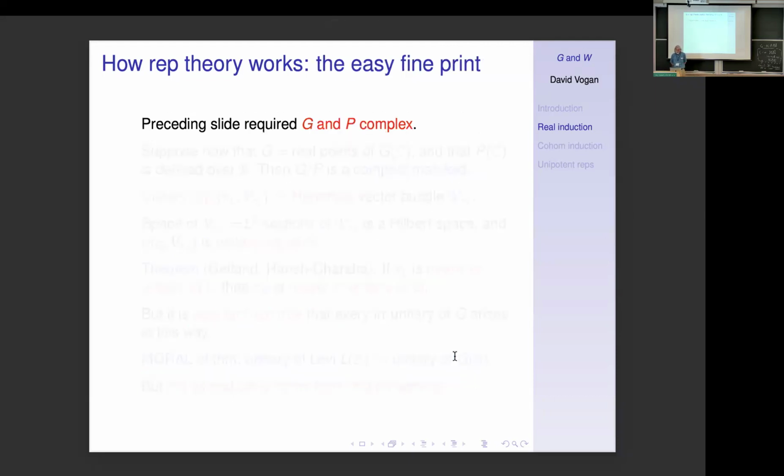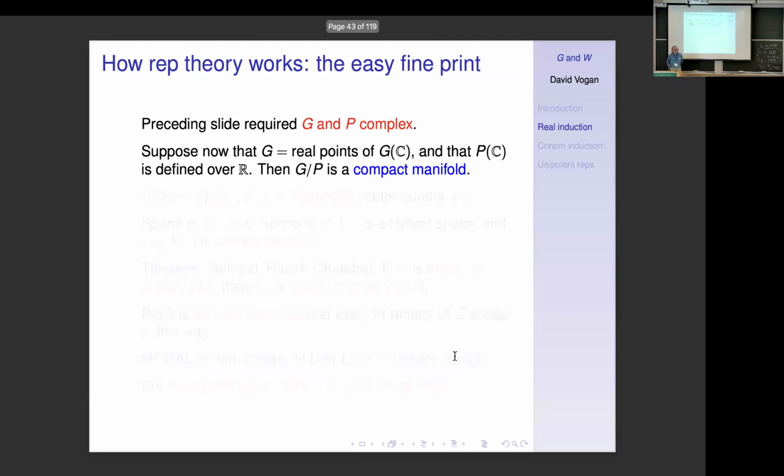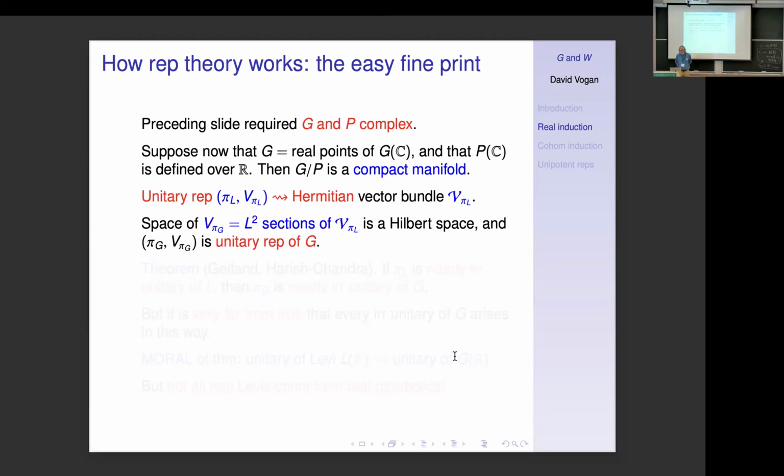I said all that about complex things, but if G is a real group and the parabolic is defined over R, then this real quotient G mod P is a compact manifold, and a unitary representation of the Levi subgroup gives you a Hermitian vector bundle on that compact manifold. The space of L2 sections is then a Hilbert space, and that space of L2 sections is a unitary representation of G.